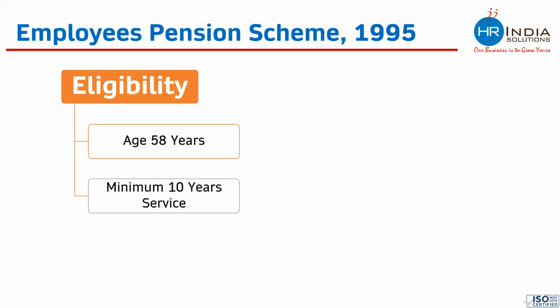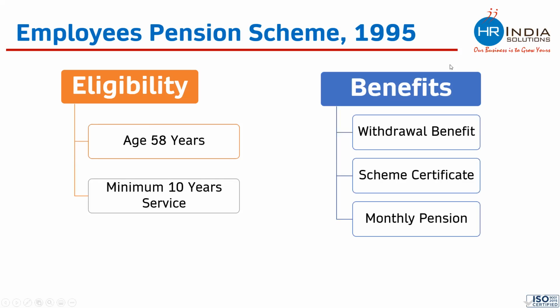The eligibility criteria is the person must have contributed for at least 10 years of service, and the person must have reached the age of superannuation, that is 58 years. If both these conditions are met, the person is eligible for a monthly pension, right? Under the Employees Pension Scheme 1995, these benefits are available: withdrawal benefit, scheme certificate, and the monthly pension.